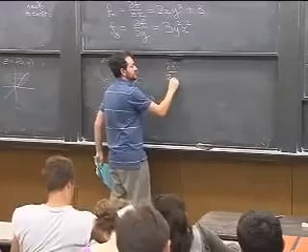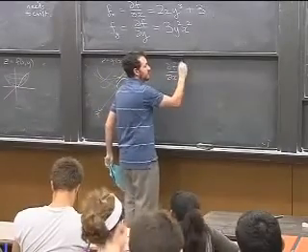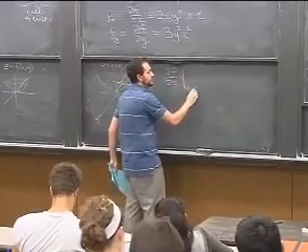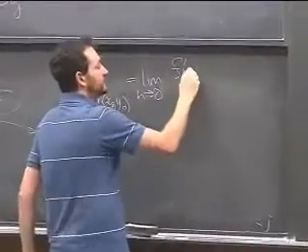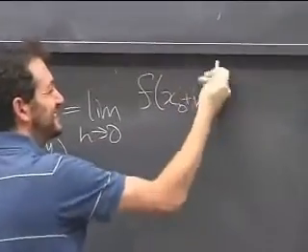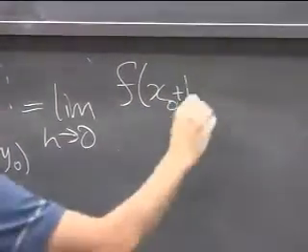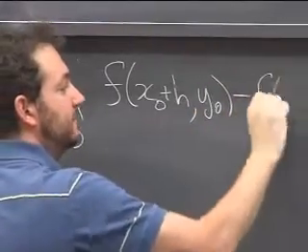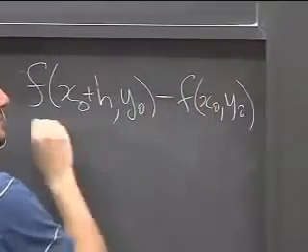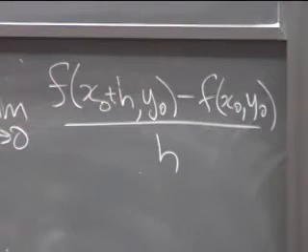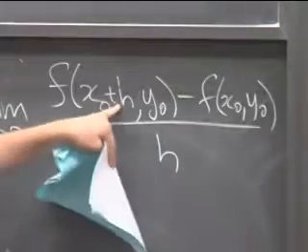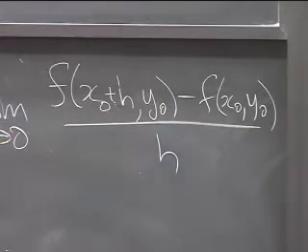Technically, this is the limit, or at least evaluated at x0, y0, is the limit as h goes to 0 of f of x0 plus h, comma y0, minus f of x0, y0, over h. I've kept y0 fixed, and I've only adjusted the x coordinate. And the similar thing for the y. So for y, of course, you put the y0 plus h. But that's the technical definition.